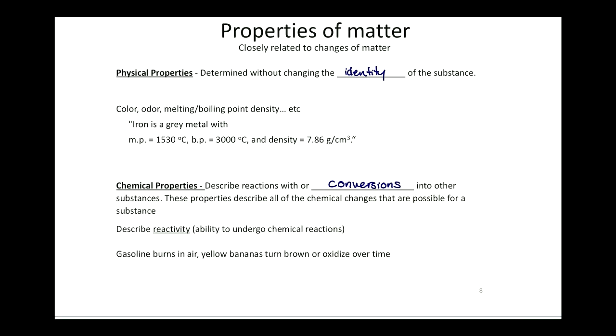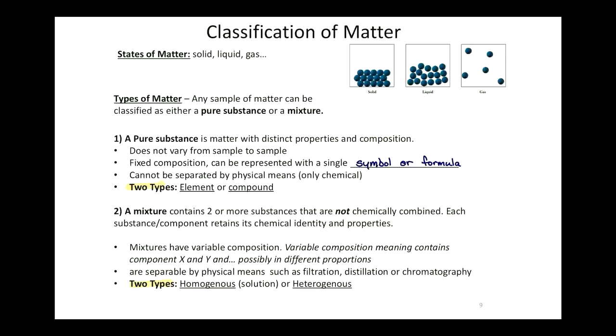Versus chemical properties, which usually describe reactivity. Like I can say a banana is yellow. That's a physical property. I can measure that without destroying the banana. But if I tell you that a banana oxidizes with time, that oxidation is irreversible. So that's a chemical change, because the banana changes from one thing to another over time. So very similar to physical and chemical change. The big idea here is that it describes reactivity.